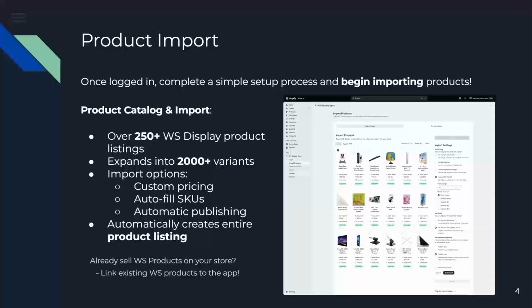Now, the beauty of this is that because this is done through the native products on Shopify, you are also able to support selling products that are non-WS Display. The app recognizes that and filters through those products, and only does the functionalities related to the WS Display products if it finds those key identifiers on there. So again, you're not limited to only selling WS, you can sell other products from other vendors.